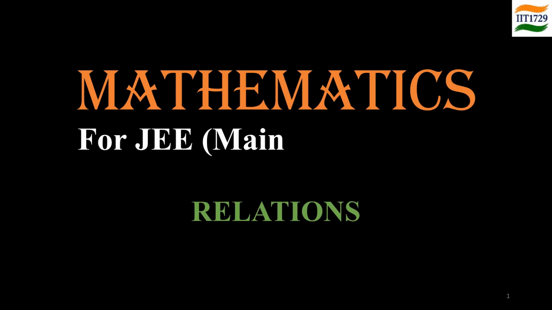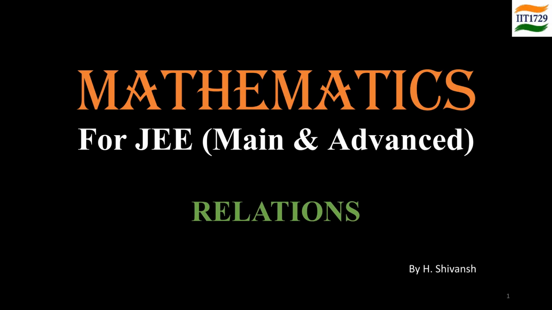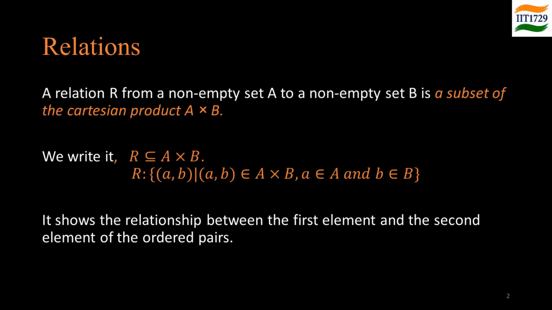This video covers the topic of relations, its representation, domain, range, and codomain of a relation for JEE Main and Advanced Mathematics. A relation R from a set A to a set B is defined as a subset of the Cartesian product A cross B. It represents a relationship between the first and second elements of ordered pairs.